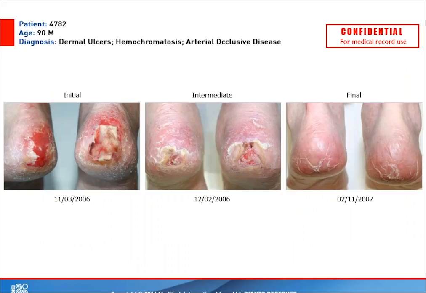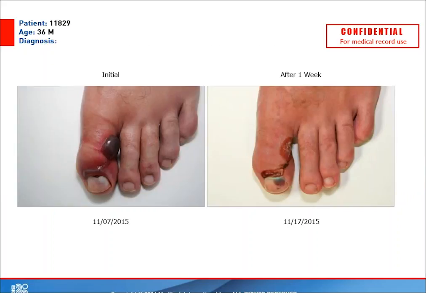A 90-year-old male with hemochromatosis. He's been suffering from this condition for many years, and at some point he developed also arteriocclusive disease in the lower extremities. We're looking at his heels from the back. After 2 years of conventional wound care, those lesions would not heal at all. And actually, in the very first picture, if you take a look at the heel on the right-hand side, you will see even a piece of gauze stuck in that wound. And then you see the progression, the healing, and the final picture demonstrates full recovery.